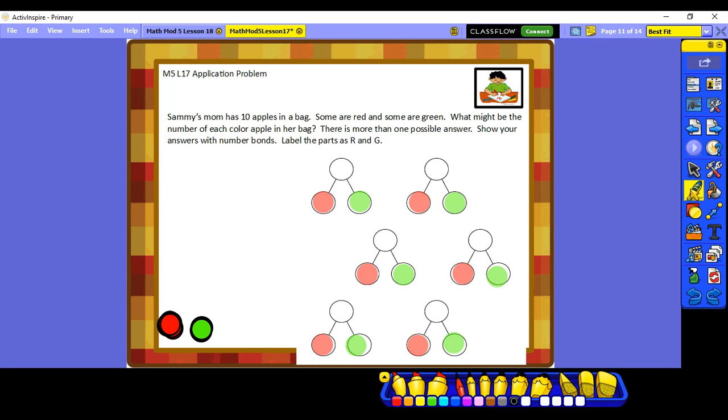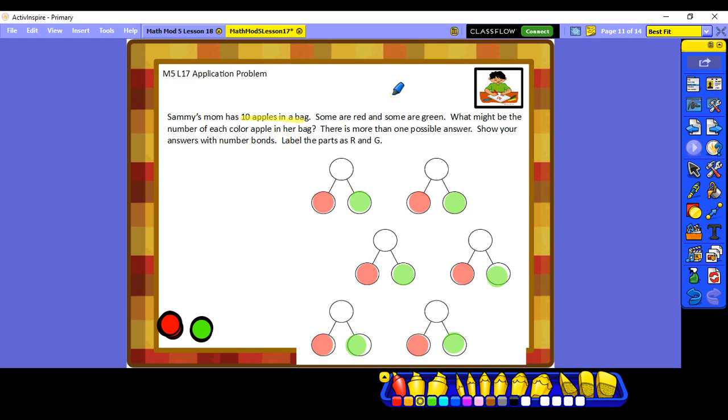Now it's time for you to be a mathematician magician and solve some of our story problems. We're going to start off by looking at our story. We're going to read and find the important information and then solve the problem. Ready? Sammy's mom had 10 apples in a bag. Stop. Did you hear something important? Yes, 10 apples in a bag.